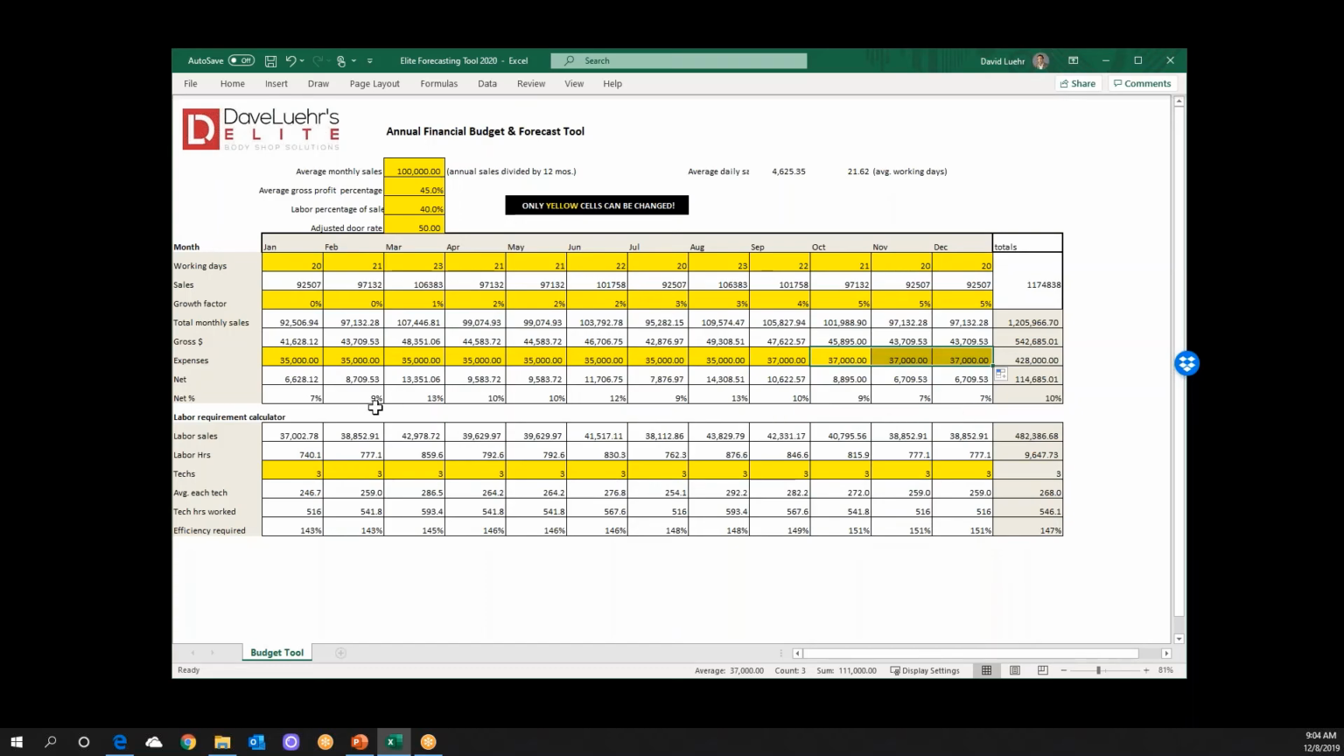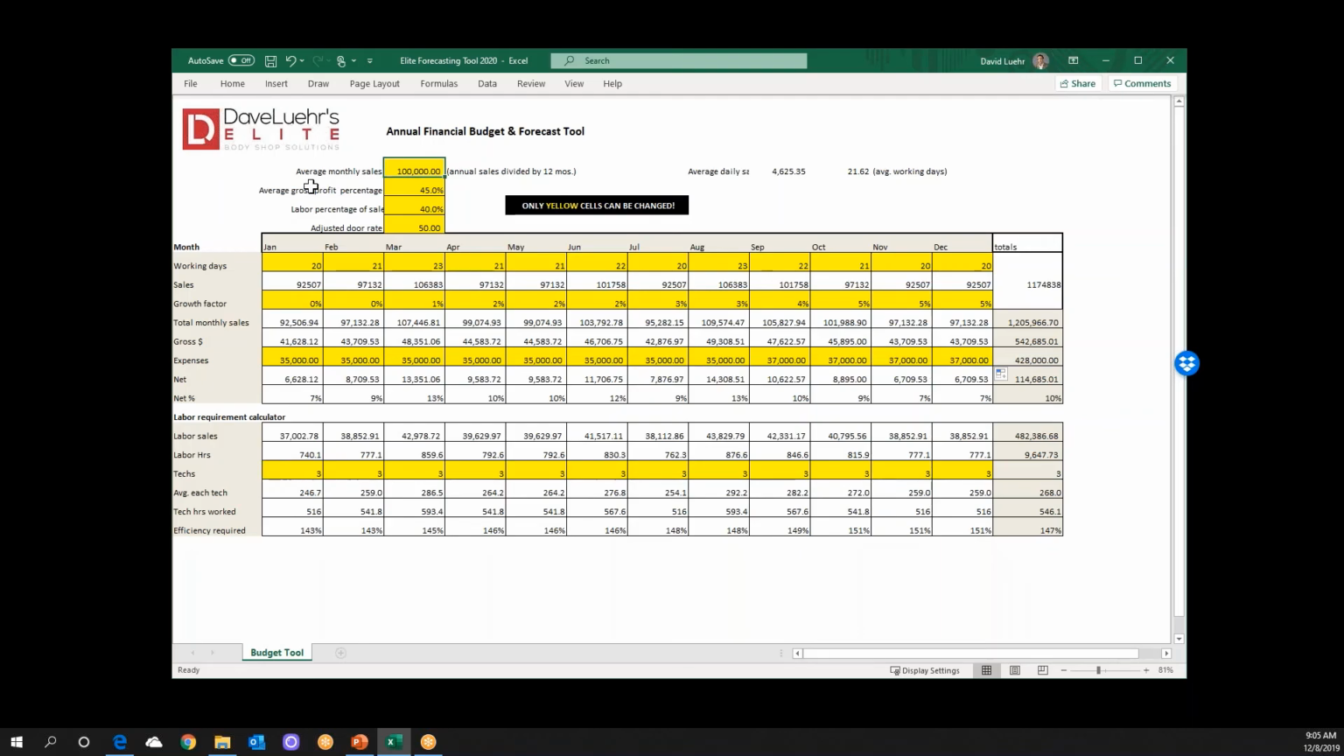Now there's a cool tool that we added to the financial forecast tool down below, because some people are curious how, as their business continues to grow, what is that going to look like from a technician's perspective? Am I going to have to add more people? And so what we've done here is we've just given you the ability to plug in the total number of techs you have between body and paint, and that'll give you an idea of what the efficiency is going to need to be in order for you to maintain these numbers.